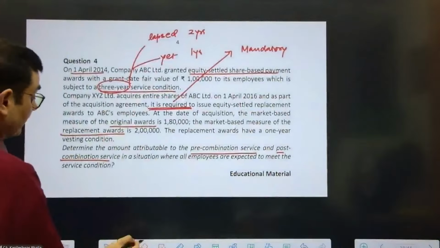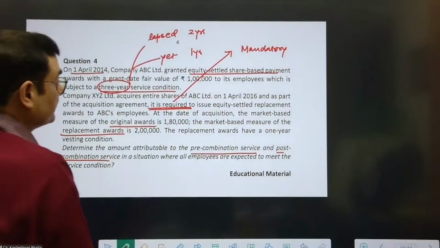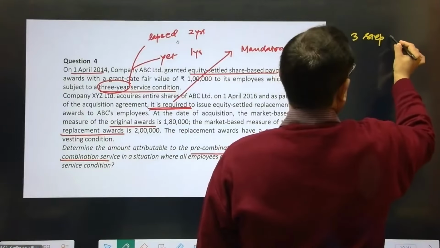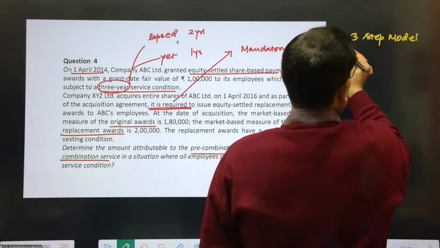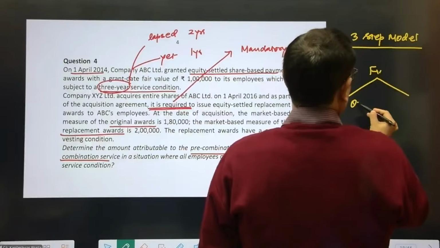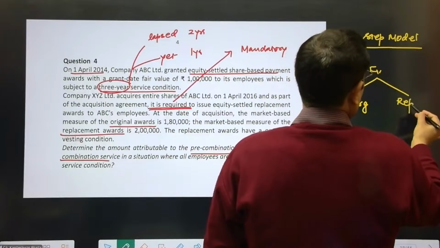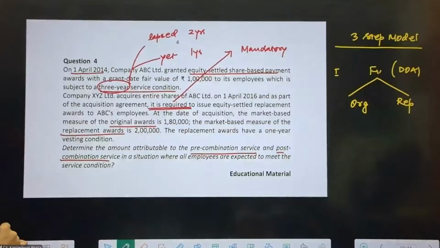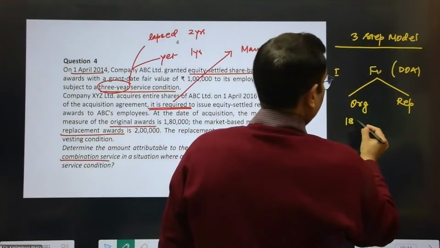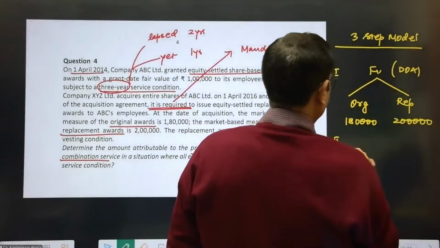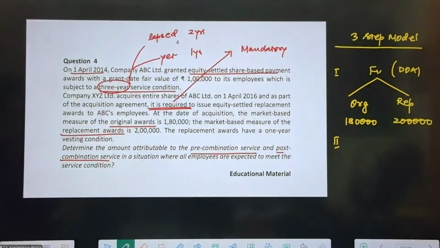So I think we're going to do the same calculations which we did in the regular sessions, that is applying a 3-step model. So let's apply a 3-step model to get the calculations. First, we're just going to organize the fair value of the original awards as well as the replace awards. Can I say on the date of acquisition? We'll just organize the data. So can I say the fair value of the original award is 1,80,000 and the fair value of the replace award is 2 lakhs on the date of acquisition. That is the first step. You just need to organize the data.